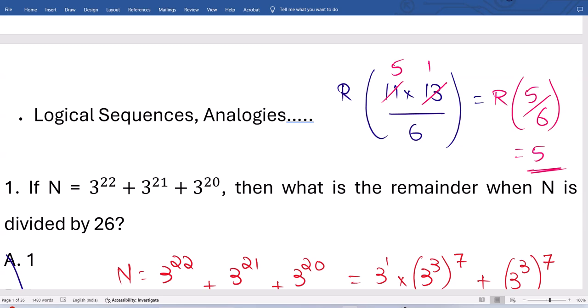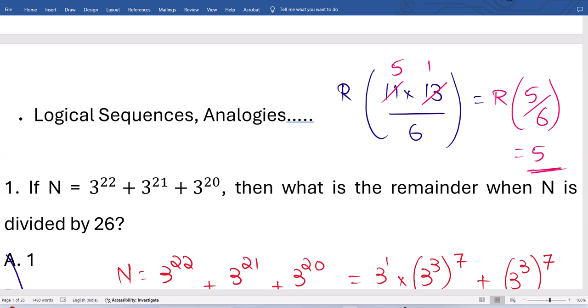The logic is this basic example. No, sir, I have a doubt. 11 into 13 is 143, sir. When you divide 143 with 6, 6 2 times is 12, then 23 is there. 6 3 times is 18, 5 remainder.